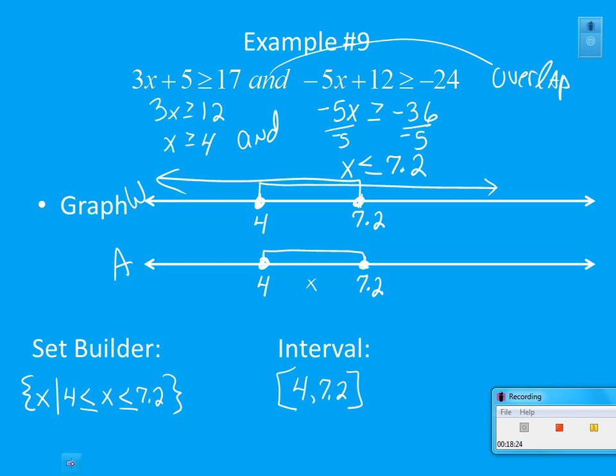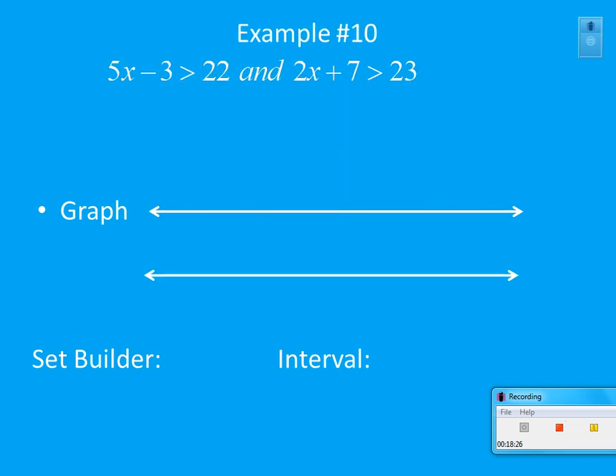I've got another AND statement coming your way, and then I'm going to switch gears to the OR statement. So once again, let's solve these. Let's add 3 to both sides and get 25. Let's divide both sides by 5 and get x is greater than 5. And 2x is greater than 16. X is greater than 8.